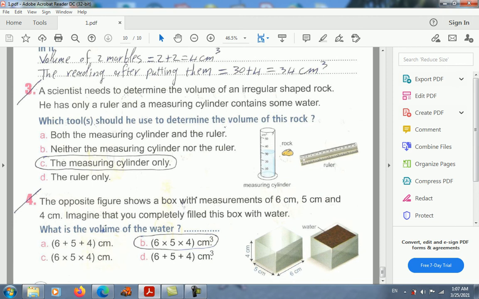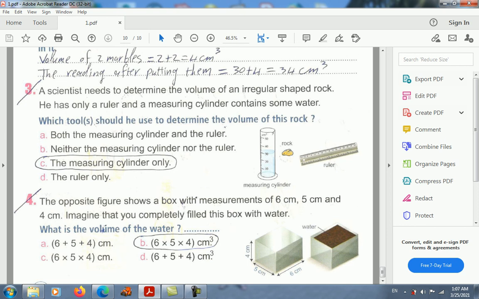3. A scientist needs to determine the volume of an irregular shaped rock. He has only a ruler and a measuring cylinder containing some water. Which tools should he use to determine the volume of this rock? It's going to be answer C, the measuring cylinder only. This is what he can use.